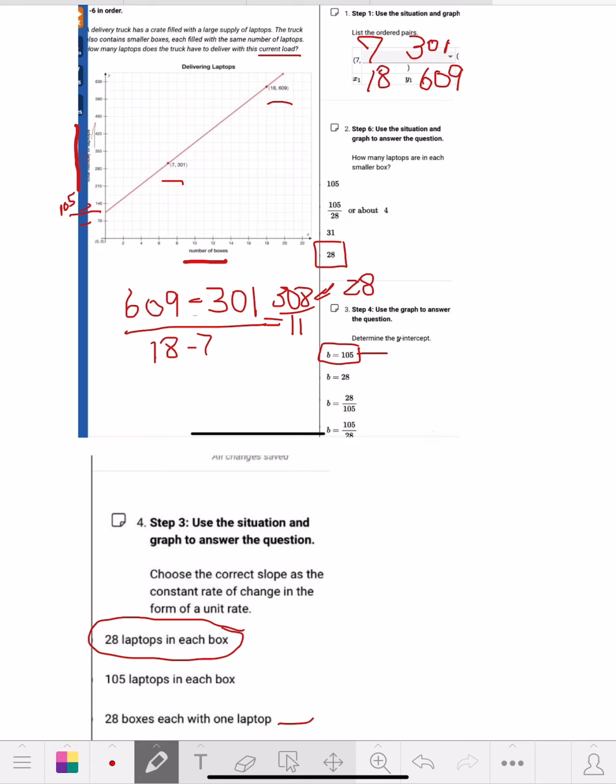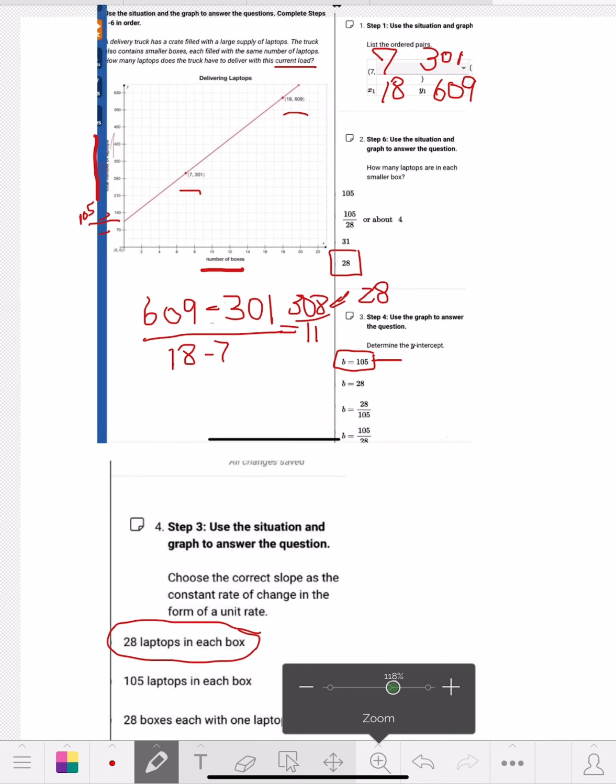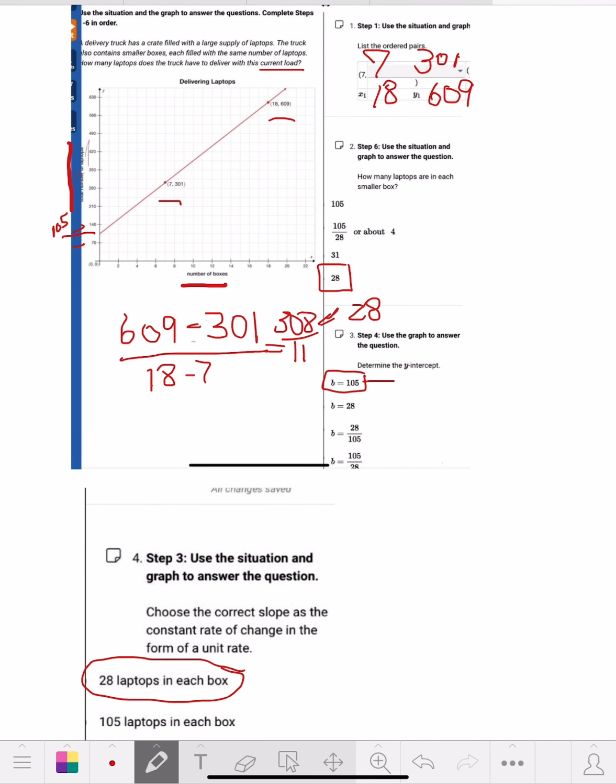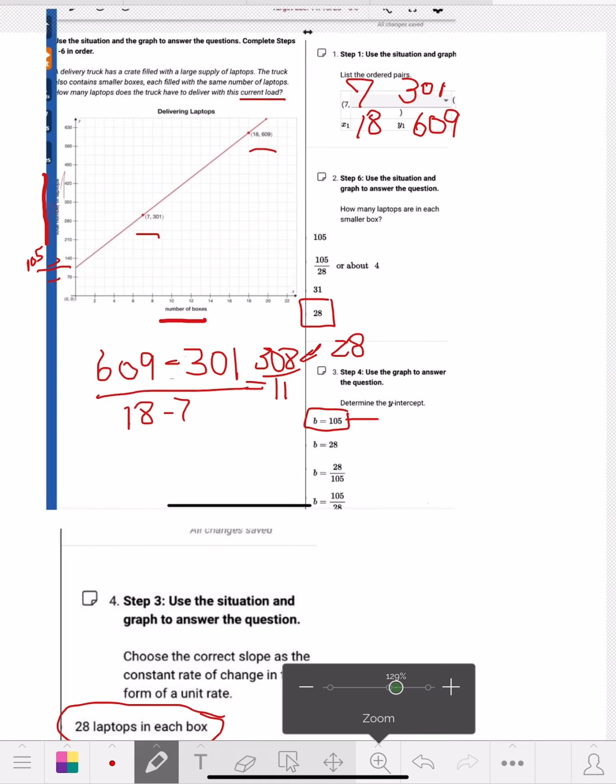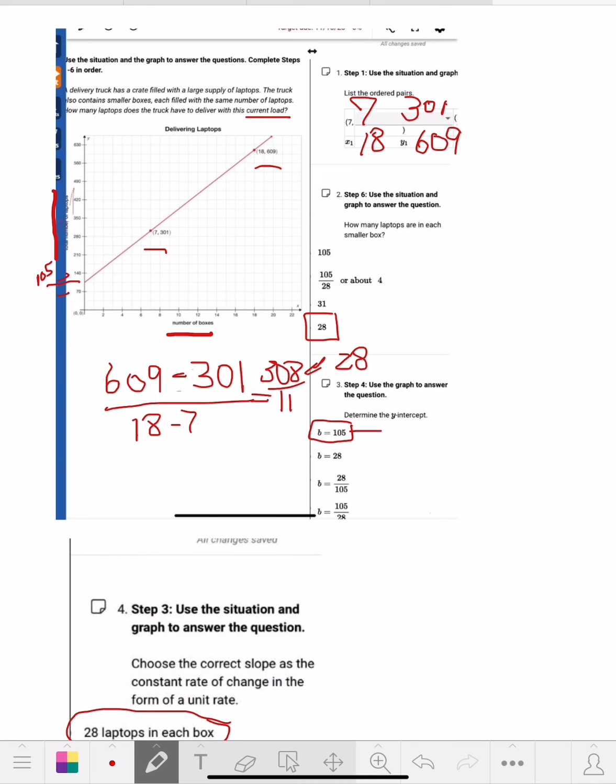What I do now is I double check all my math. 609 minus 301, does it equal 308? Does 18 minus 7 equal 11? Did I divide correctly? Does it equal 28? And like I said, if you make a mistake on one of these, you might have carried it through. Like if it wasn't 28, you might have carried that error through, because a lot of these are looking for the same answer to a question before.